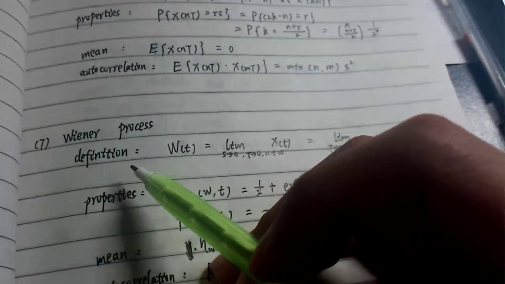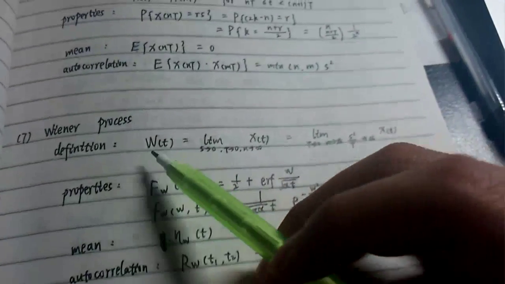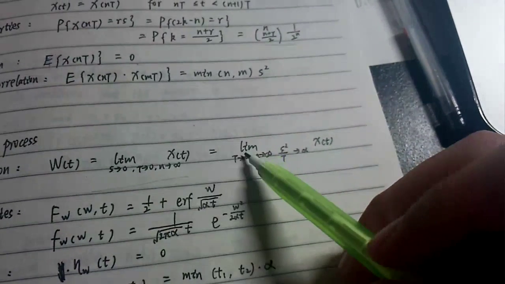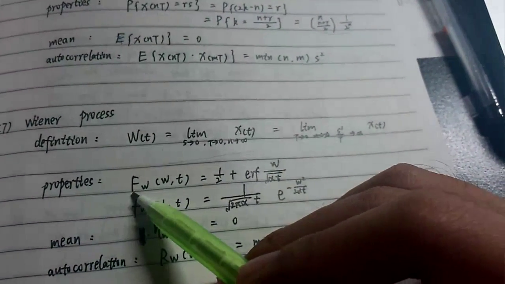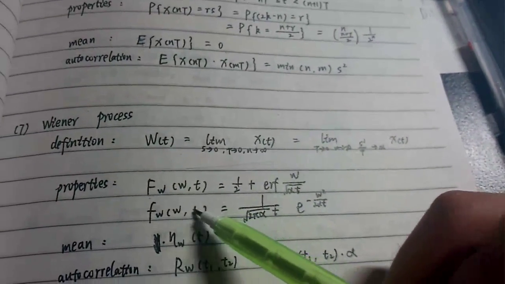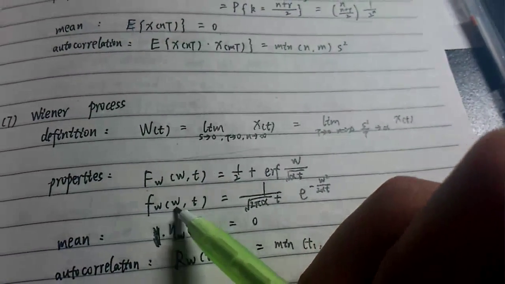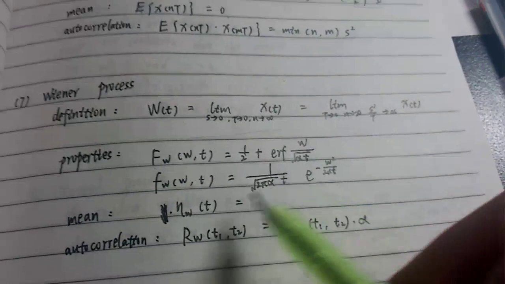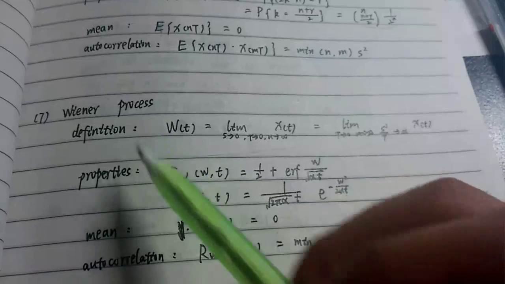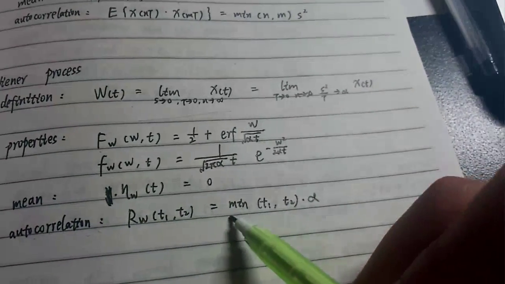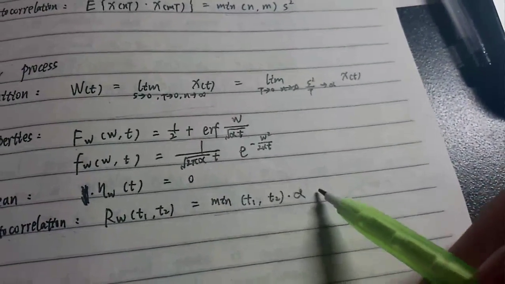And the next process is the Wiener process. The definition of the Wiener process is the limit of s, like this, and we can get the CDF of the Wiener process is equal to this thing, and the PDF of the Wiener process is like this. The mean of the Wiener process is equal to 0, and the autocorrelation is equal to this. Alpha is a constant.